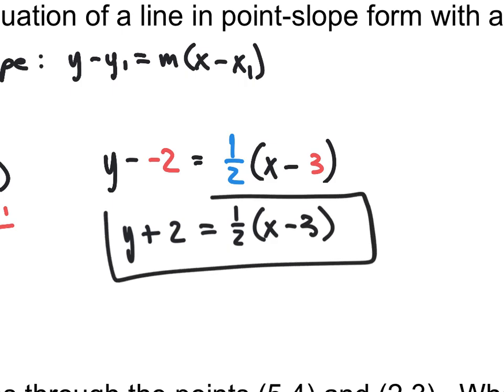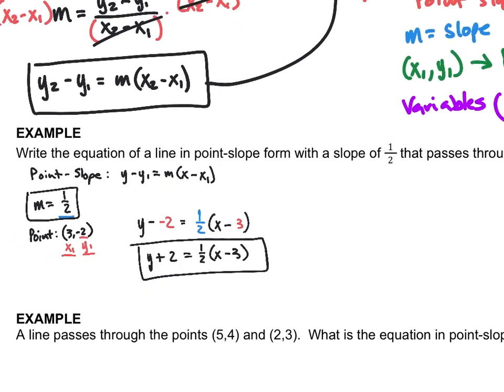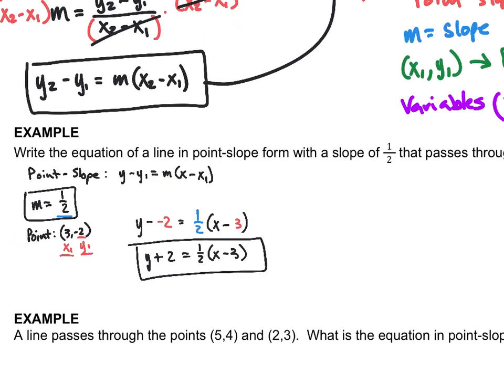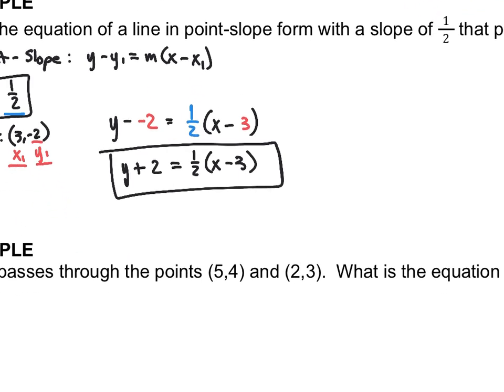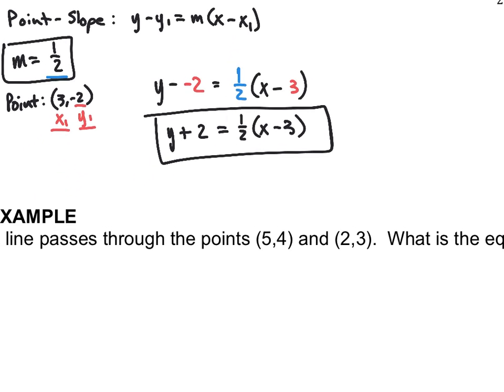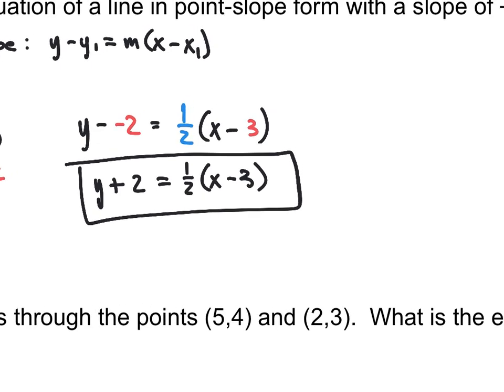Friends, this is it. That is all you have to do for that problem, because all it's asking you to do is write the equation of that line in point-slope form with a slope of 1/2 that passes through the point. You could still, if you wanted to, turn this into slope-intercept form, and we'll do that in class. But for right now, I just want you to write the equation in point-slope form.